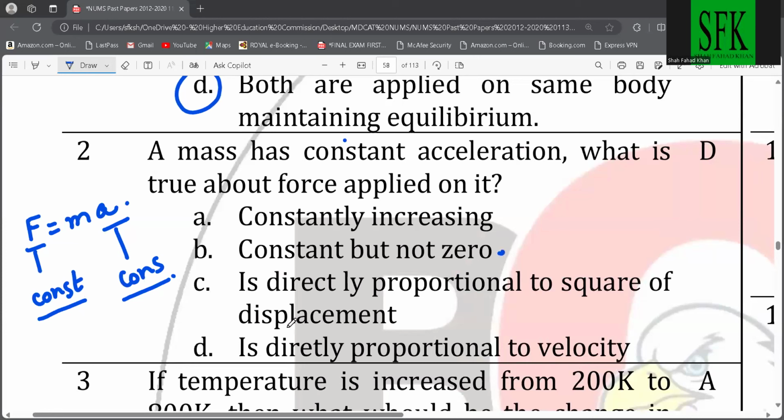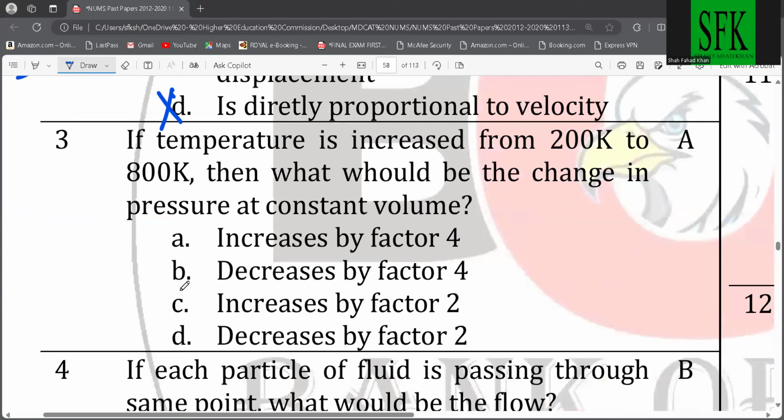Is directly proportional to the square of the displacement. A force is directly proportional to velocity. Is force directly proportional to velocity? Well, that is not true either, because force has to stay constant in this case. Acceleration is constant because the force that is being applied on it is constant. So it's constant but not zero. We can say that. Okay, let's move on.